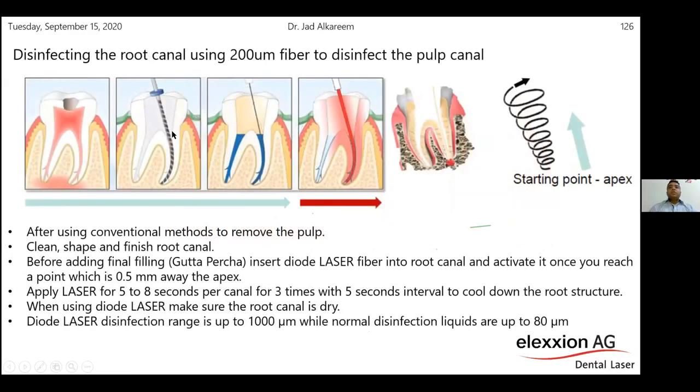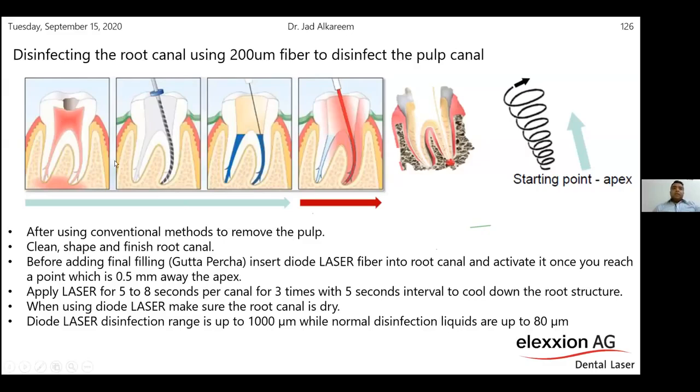Here is how to use the diode laser to disinfect the root canals. The best way is to use the 200 micrometer fiber because it has a very, very thin diameter. It is also very flexible. It can move into the curved canals. It works the same way as for the periodontal pocket treatment.